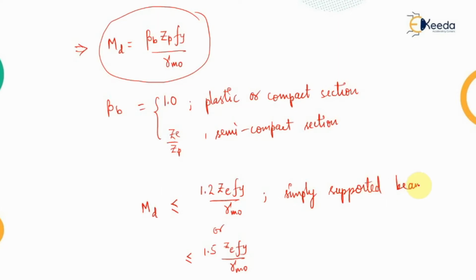Then we will be comparing the design bending strength with this limitation. If the given beam is a cantilever beam, then we will compare this design bending strength with this limiting value of 1.5 Ze Fy divided by gamma m0. Now this Ze and Zp are the elastic section modulus and the plastic section modulus respectively.